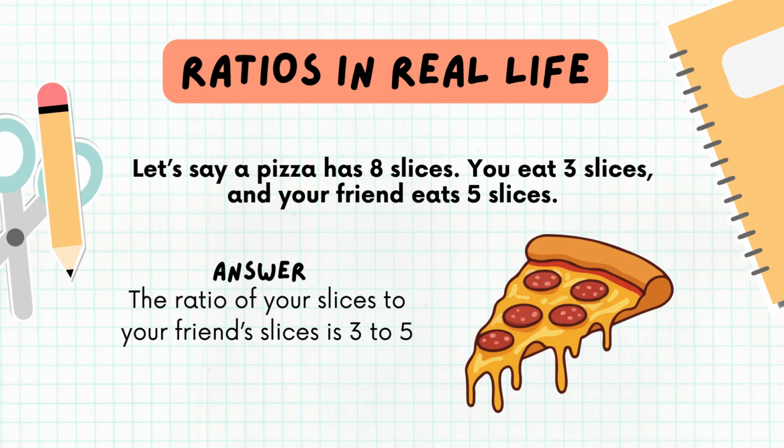Ratios aren't just math, they're everywhere. Let's say a pizza has 8 slices. You eat 3 slices, and your friend eats 5 slices. The ratio of your slices to your friend's slices is 3 to 5.